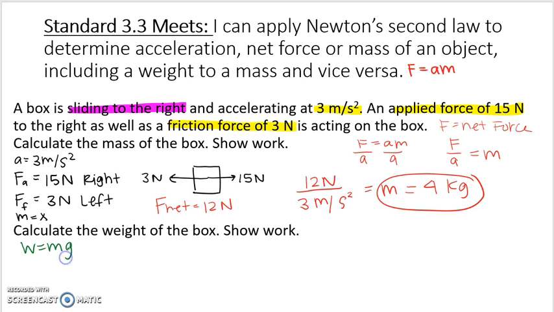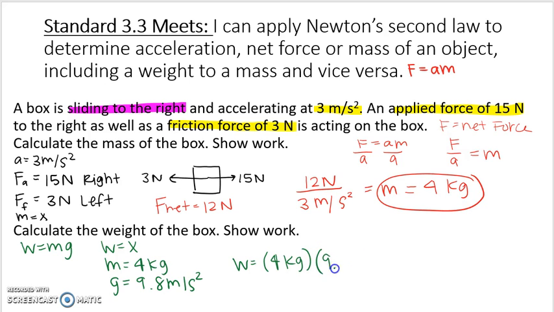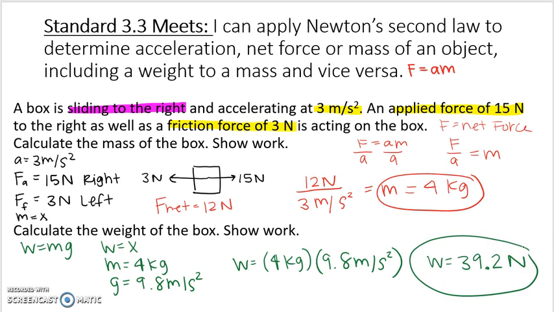W equals mg is our equation for weight. We're looking for weight. We solved for a mass of 4 kilograms, and we know that gravity is 9.8 meters per second squared. So W is equal to 4 kilograms times 9.8 meters per second squared. W is equal to 39.2, and remember that our unit for weight is newtons because weight is a force.